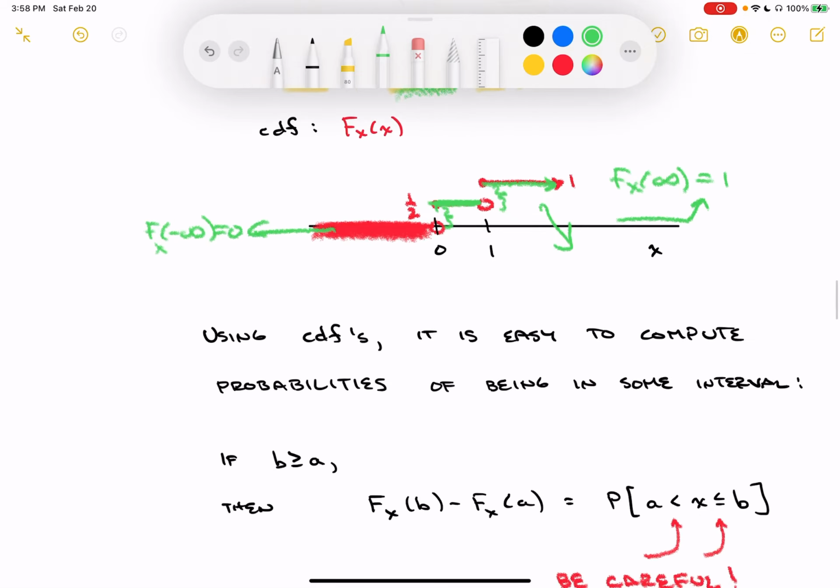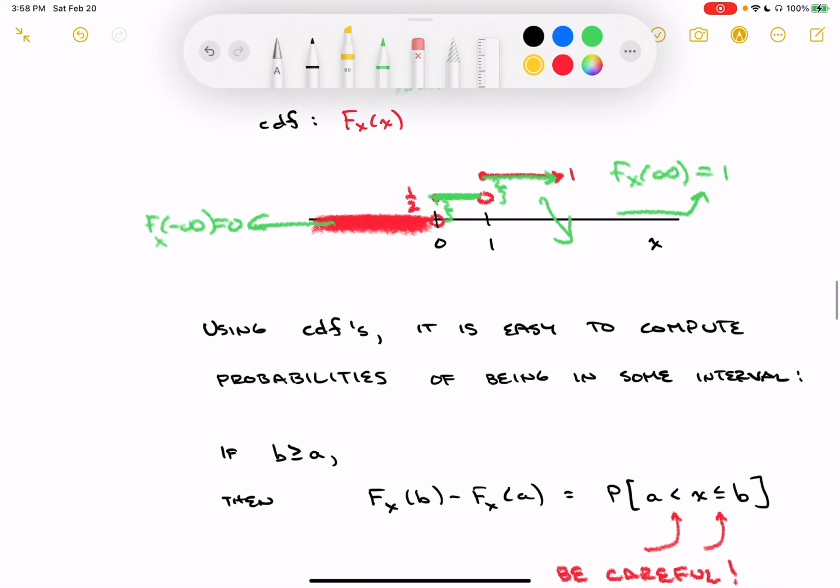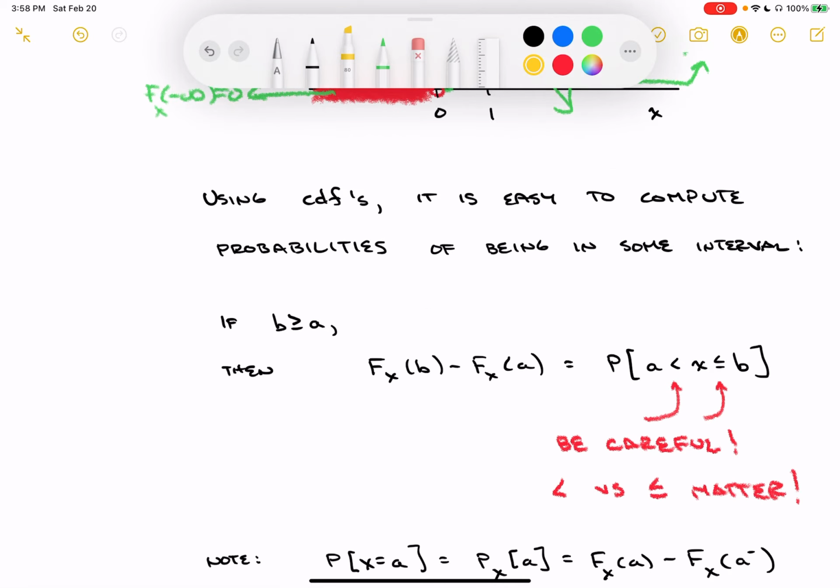Okay, so using the CDFs, it's really easy to compute probabilities of being in some interval. This is another theorem in the book, or you can just call it a useful fact. If I have some value b greater than or equal to a, and I take the accumulated probability up to b and subtract off the accumulated probability up to a, that gives me the probability that x is between a, not inclusive, and b, inclusive.